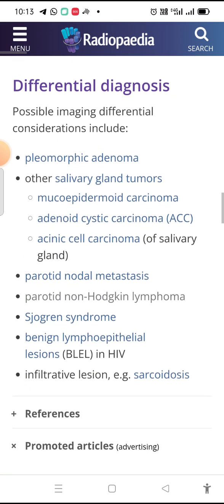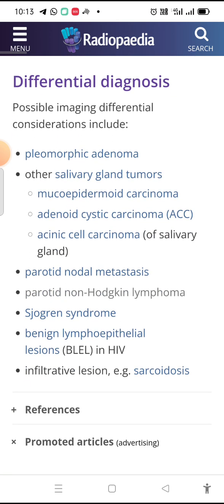What are the differential diagnoses? They include pleomorphic adenoma, other salivary gland tumors, namely mucoepidermoid carcinoma, adenoid cystic carcinoma, acinic cell carcinoma of salivary glands, parotid node metastasis, parotid non-Hodgkin's lymphoma, Sjogren syndrome, benign lymphoepithelial lesions, and infiltrative lesions.